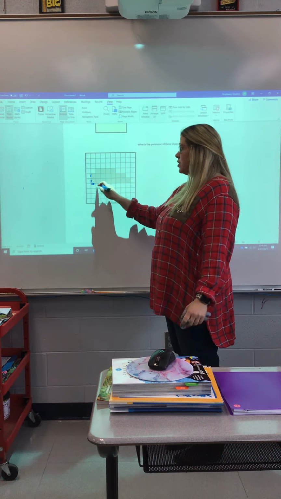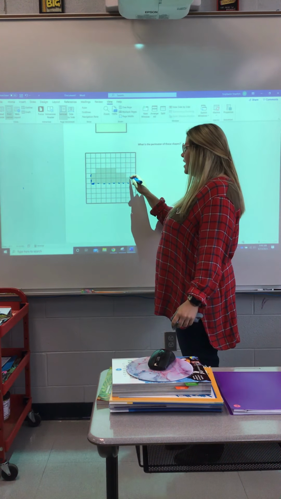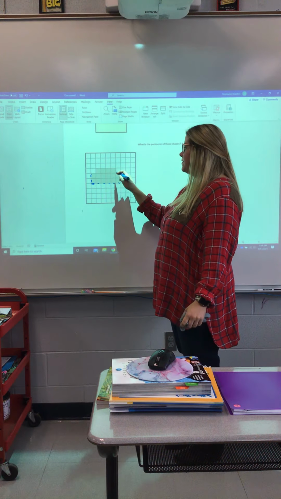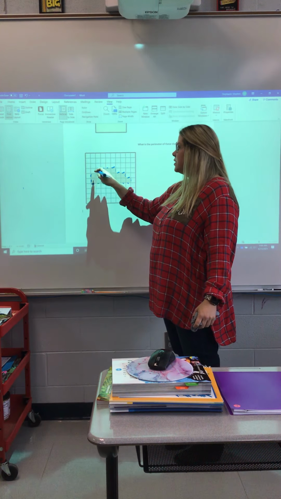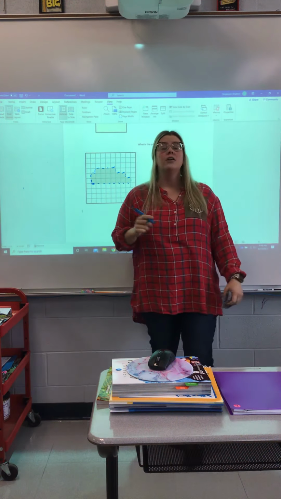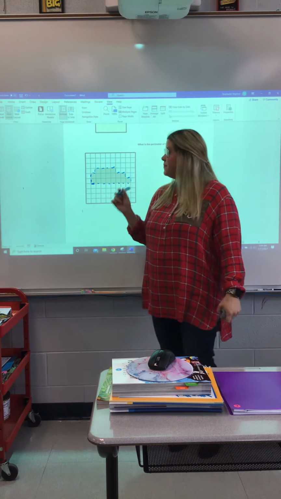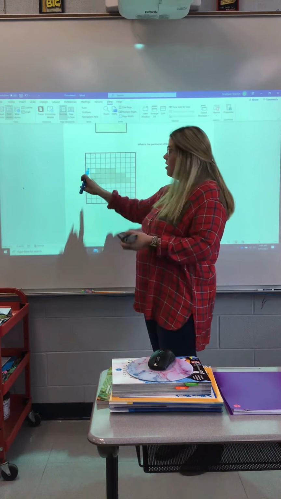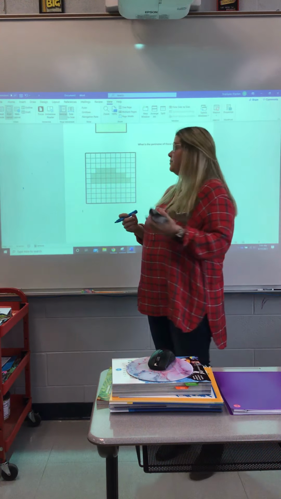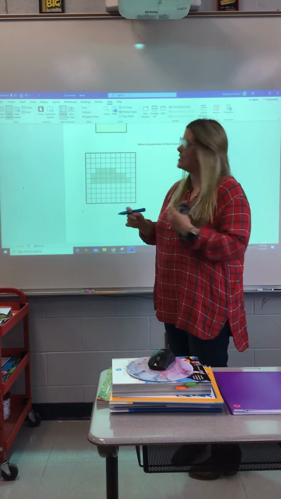So 1, 2, 3, 4, 5, 6, 7, 8, 9, 10, 11, 12, 13, 14, 15, 16, 17, 18, 19, 20, 21, 22. So the perimeter of that is 22 units, okay? Remember, it's however many sides are on the outside of the figure. Okay, so two ways. You can add your sides or count them if it's tiled.